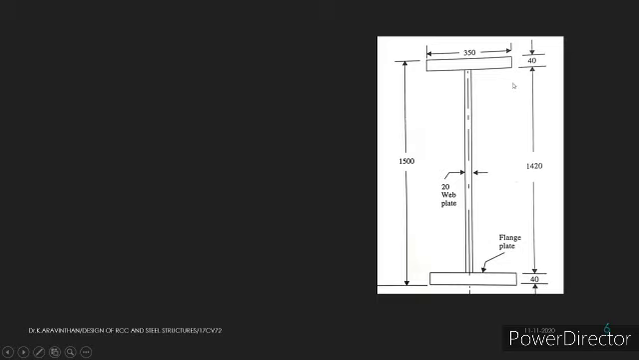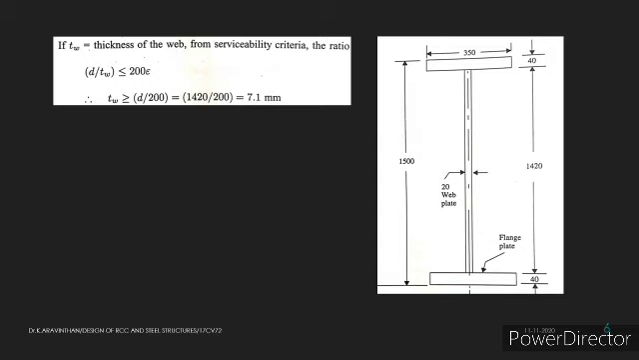And we have assumed a 40 mm plate. This is a flange plate, a 40 mm flange plate is assumed. And if you subtract 40 plus 40 for both the flange plates, the web section will be having a depth of 1420. So right now we have identified the depth of each element.